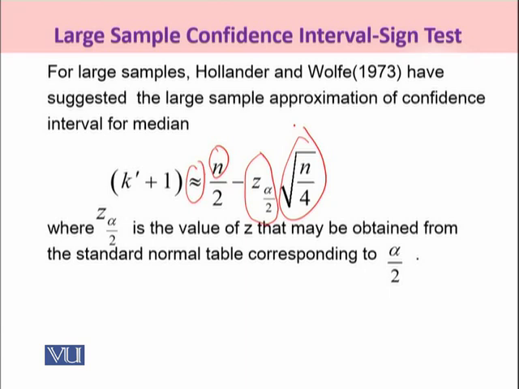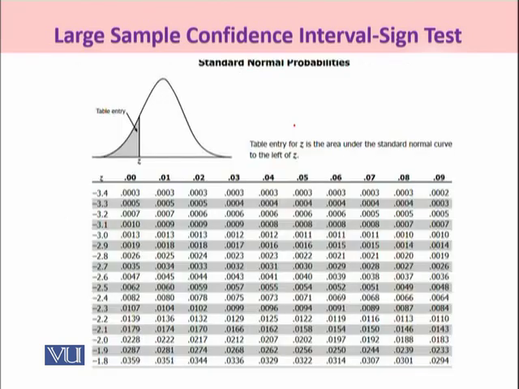So as you know, students, in order to apply this formula, we will be requiring two pieces of information. One is the sample size and the other is the z alpha by 2. It is a value that we would be observing from the normal table corresponding to alpha by 2. So students, this is the standard normal probabilities table. For example, if we are talking about a 95% confidence interval, that means 1 minus alpha is equal to 0.95. So from here we can obtain alpha.